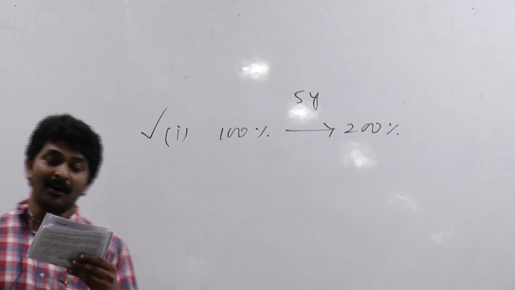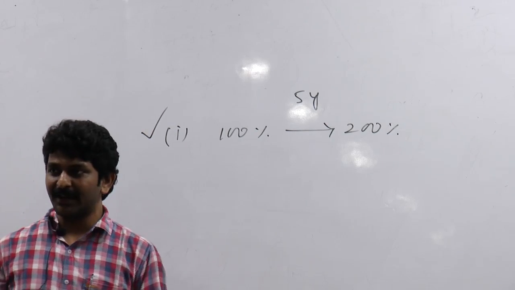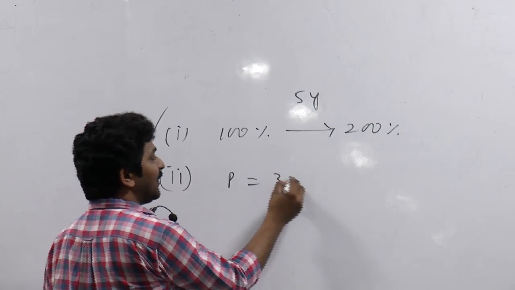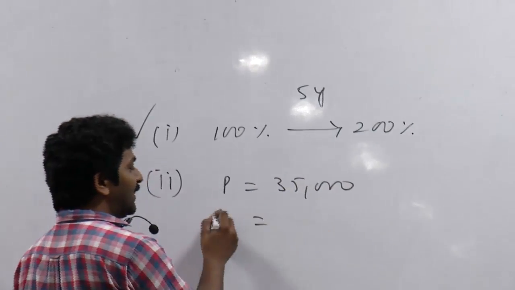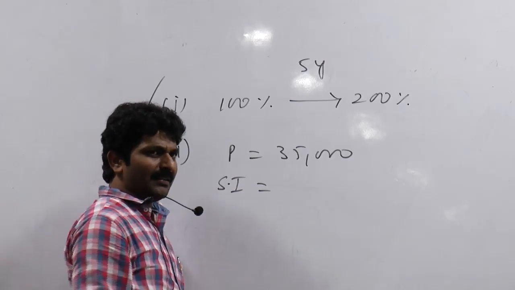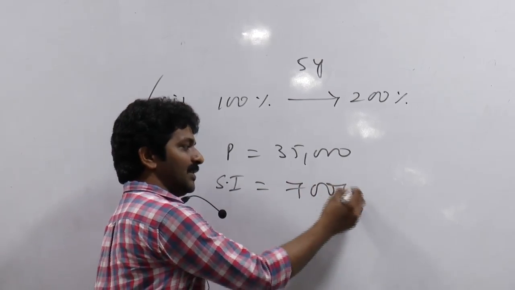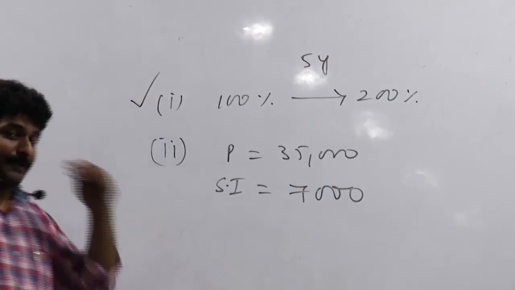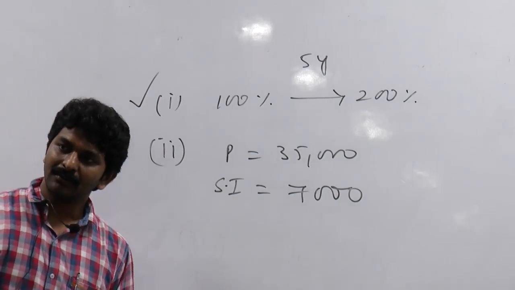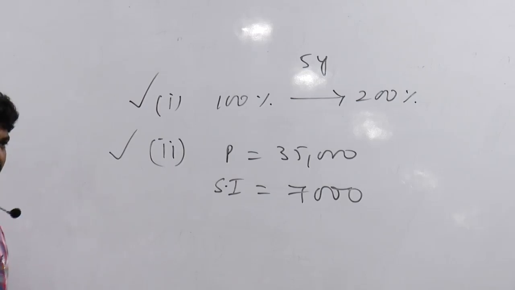Next, second one. Simple interest earned on 35,000 in 4 years is 28,000. What is your principal? 35,000. And simple interest for 4 years is 28,000. Can't you calculate simple interest per year? How much? 7,000. You have simple interest per year. You also have principal. Will you get R value or not? Yes, using 2 alone also you will get it.